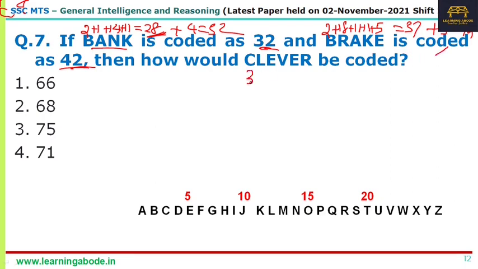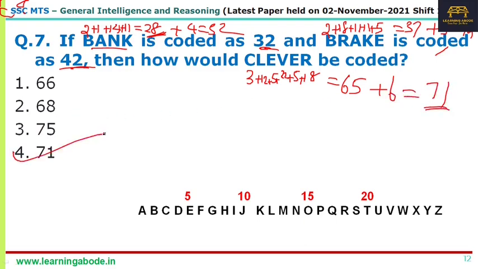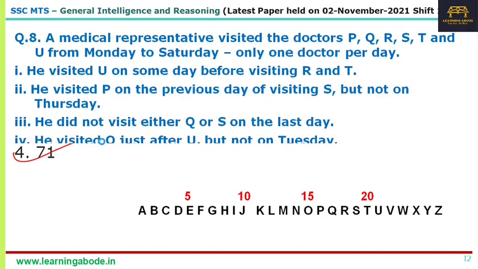Now let's just look at clever. C is 3, L is 12, E is 5, V is 22, E is 5, R is 18, right? If you sum it up, 3 plus 12 is 15, 20, 42, 47 and then, I'm sorry, 47 and then 65, right? 65, and clever is a 6-lettered word, so 65 plus 6, that's 71. So the code answer is answer option 4. 71 is the answer for question number 7. That's a very easy one to solve.